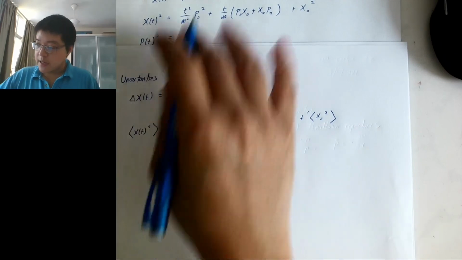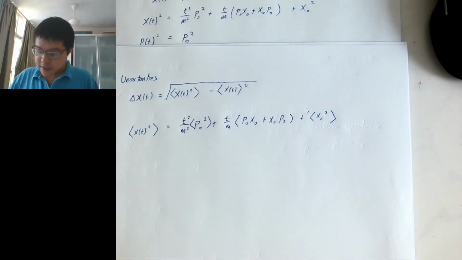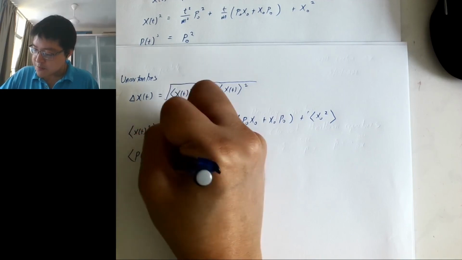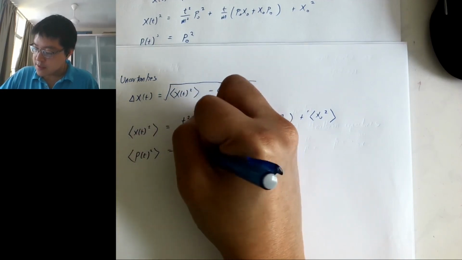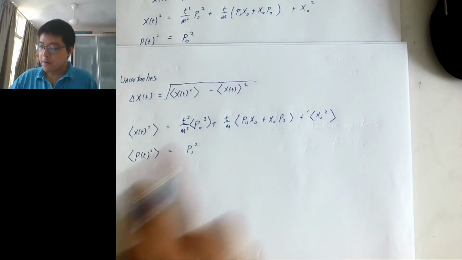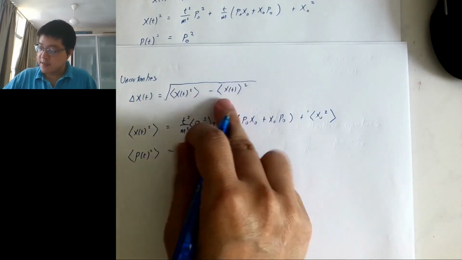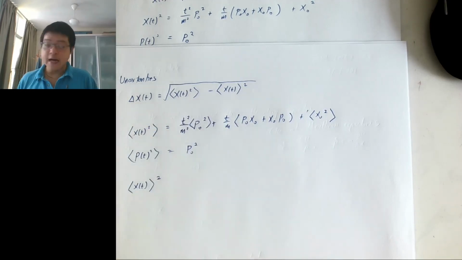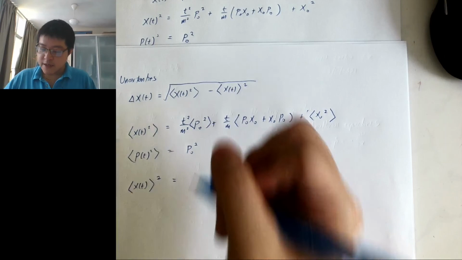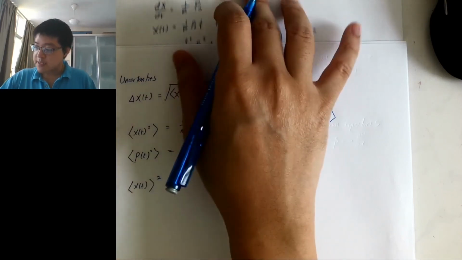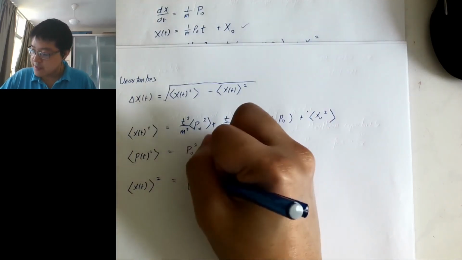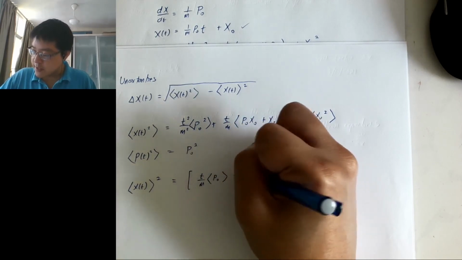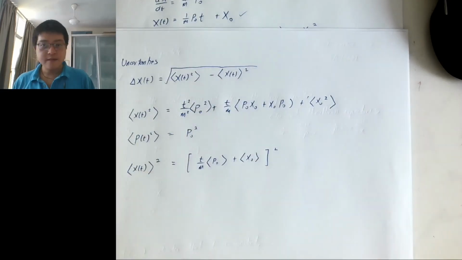And similarly, I also want to know the expectation value of momentum. But momentum is a constant, so this part is easy. So this is p0 square. And then this xt is also something that we need. We square it on the outside. This means my x was this thing. So what we have here is t over m expectation p plus expectation x, and then you square this.